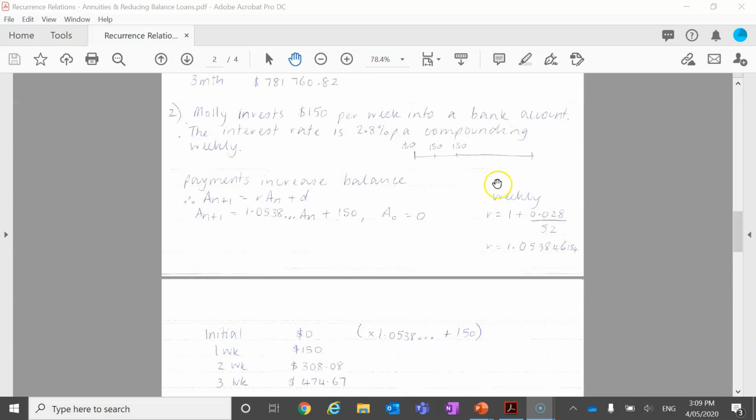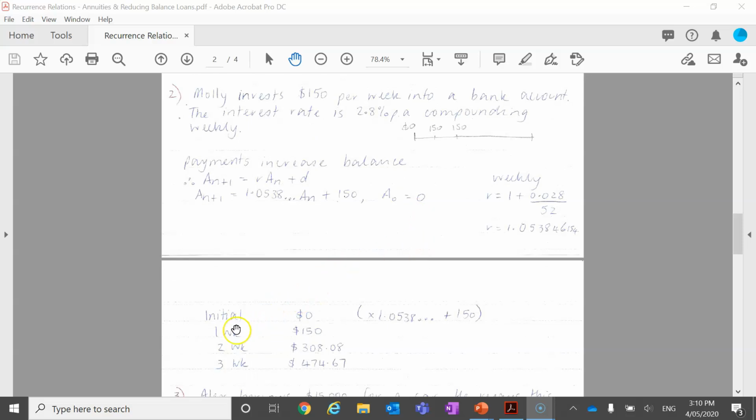Once again, I've worked here to find my R value, substituted it in, making sure that I'm adding my $150 payments this time, and the initial value of this account is 0 because I haven't been told that she has a certain amount of money in her account to start with, so I'm assuming it's a new account that she's starting. So the initial value is 0. After 1 week, she has $150 in her account. And that makes sense if we look at our diagram here, because she started with nothing.